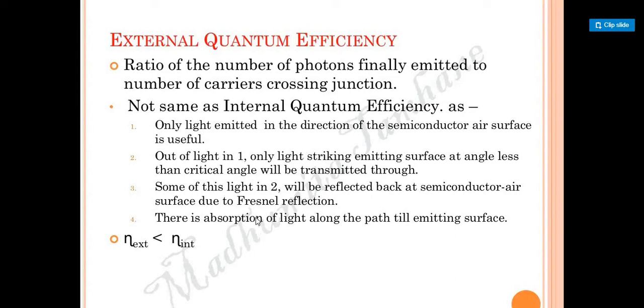So what have we covered in that? We have covered external quantum efficiency, internal quantum efficiency, and how we get the efficiency basically. So efficiency is the ratio of the number of photons which are finally emitted to the number of carriers crossing the junction. If you take both the ratios into consideration, we are able to find out the quantum efficiency. Clear? So based on that, we are able to find their efficiency value.